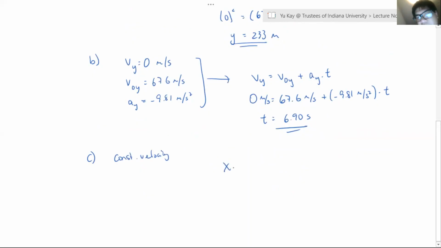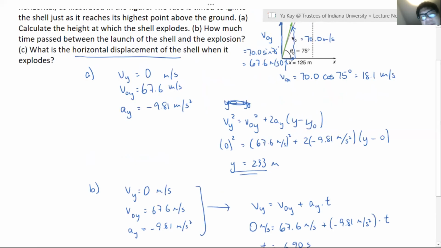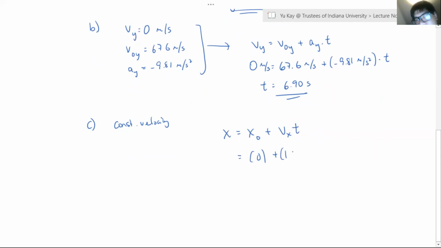So the distance traveled in the x direction, x, is equal to x naught plus the velocity in the x direction times time. So this is 0 plus Vx. In the x direction, it is 18.1 meters per second times the time, which is 6.90 seconds, which we found from up here. So when I do this, I see that this is 125 meters.